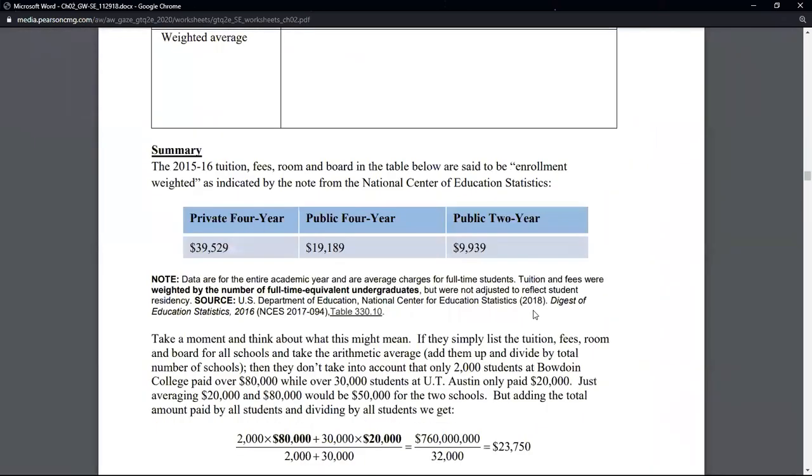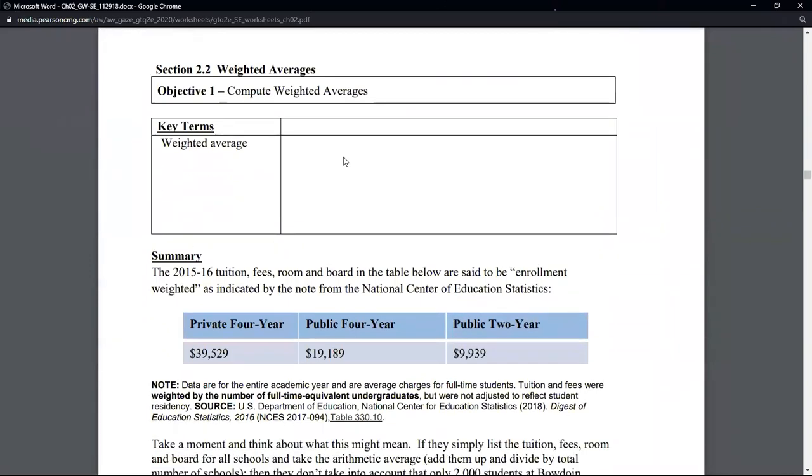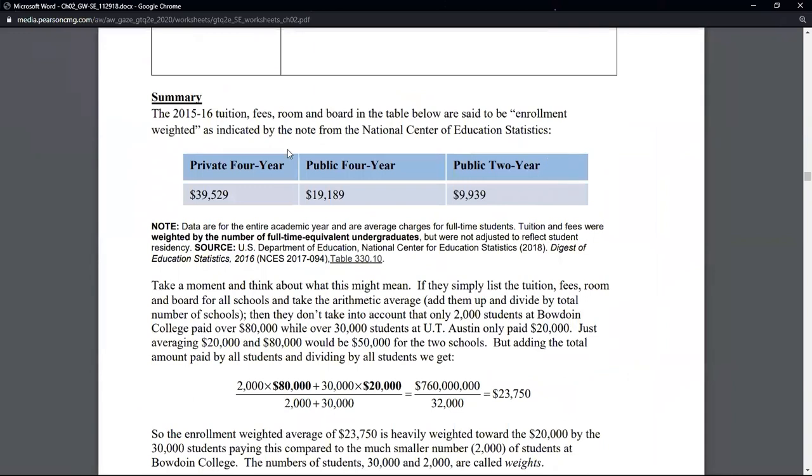So I just want to kind of peek at the intro to this 2.2 section. Weighted average, you could just write your formula there if you wanted to. So what they have here is they're talking about tuition, fees, room and board, all that jazz for the 3 different categories of schools we talked about before. And these are enrollment weighted, which means if any school has more enrollment, then their number would have more value.